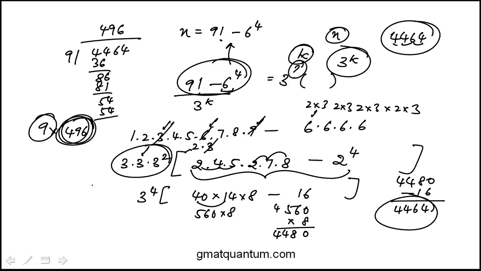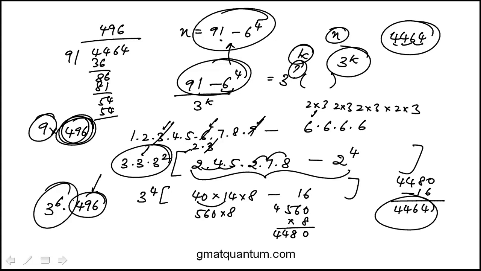So I do have 9. That gives me 3 squared. So in summary, the number that I started with is the same as 3 to the power of 6 times 496. This doesn't have any 3's in it. If you were to do the prime factorization, that means the largest power k for which 3 to the k is a factor of this number, n, is 6. And therefore the answer is D.